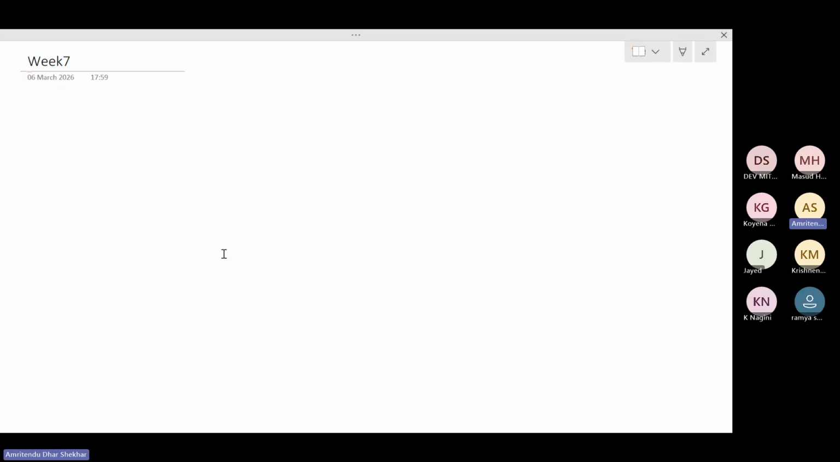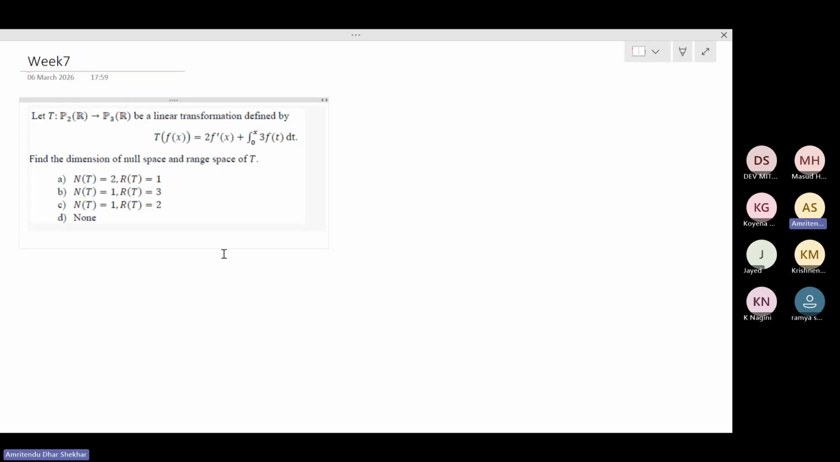So starting off with this problem. I just wanted to make the notation clear. P2 is basically the space of all polynomials of degree less than or equal to 2. Likewise, P3. Let's start off with the first question. We have this linear transformation, which is given by T of f is equal to 2 times f prime, f dash, plus the integral from 0 to x of 3 f(t) dt.